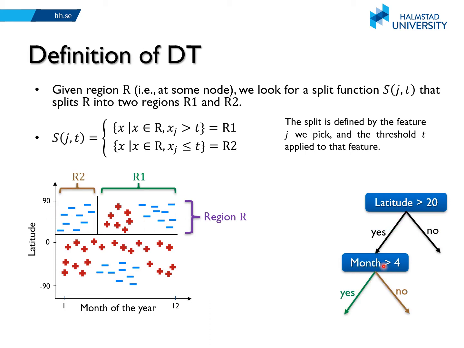And if we pick, for example, this feature month and this threshold 4, so we are asking the question, is the month larger than 4? This corresponds to splitting this region R into those two regions based on the month.